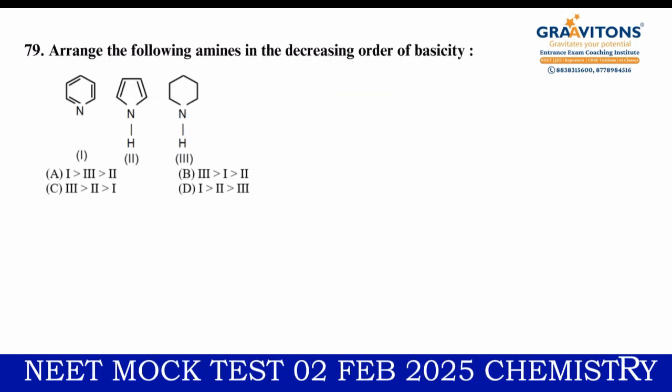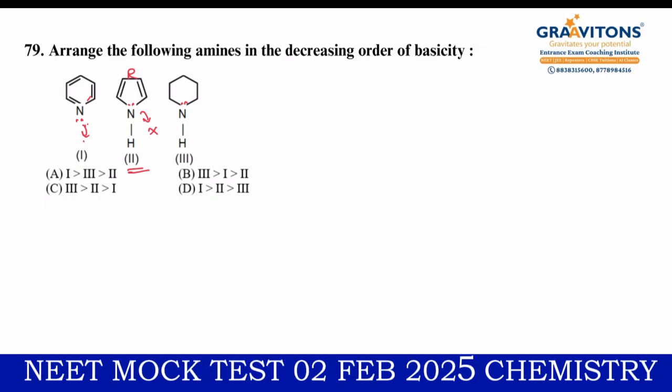79. Arrange the following amines in the decreasing order of basicity. Can you find the lone pairs present on nitrogen? If you take structure 2, this pair of lone electrons is involved in resonance, so this nitrogen will not tend to give lone pairs very easily. And what about here? In these two cases, if this nitrogen is donating electrons, the tendency is very low because it will get a positive charge and the resonance gets disturbed. So this nitrogen's tendency is also somewhat less.